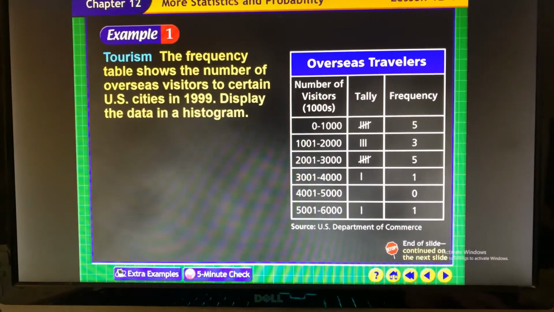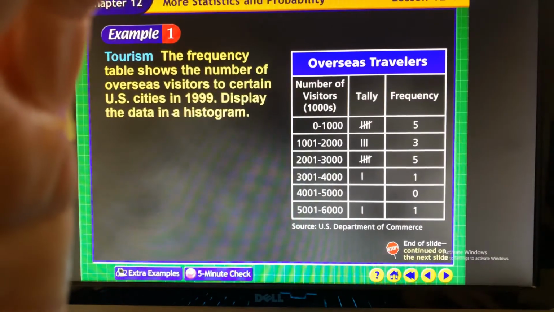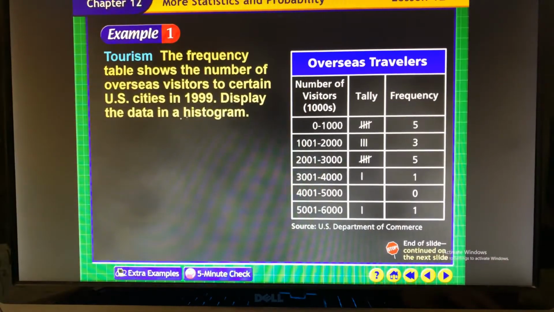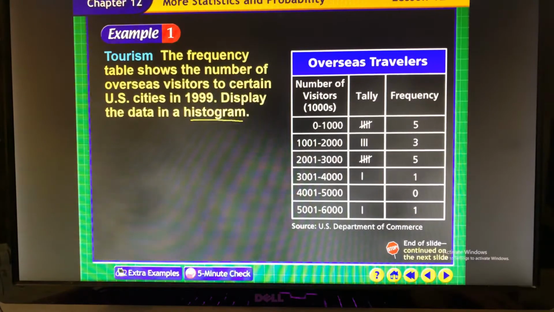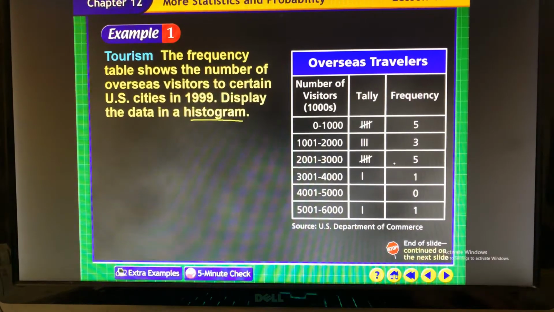A frequency table shows the number of overseas visitors to certain U.S. cities in 1999. Display the data in a histogram. So here's a frequency table. Basically, it's saying we went around asking different cities how many visitors they had. Five cities said they had between 0 and 1,000, not 1,000 but a million, because it's times 1,000 visitors. Three said somewhere between 1,100,000 and 2,000,000, and so on. So you're just tallying the responses.